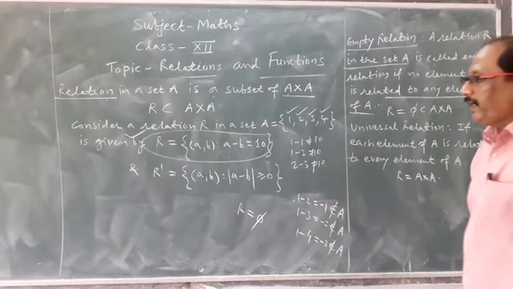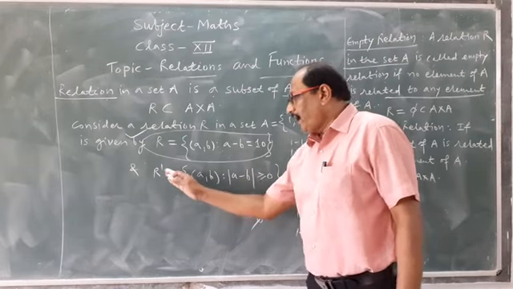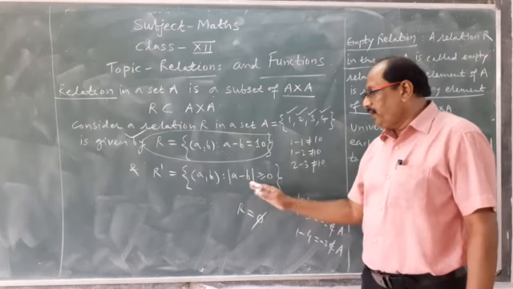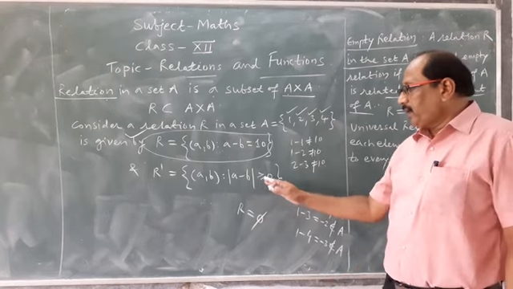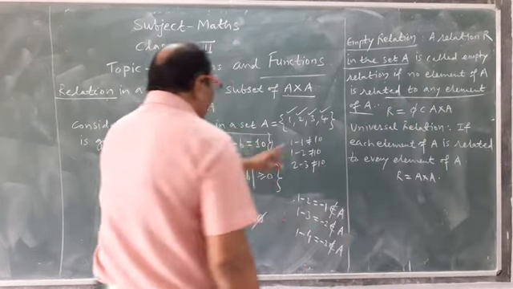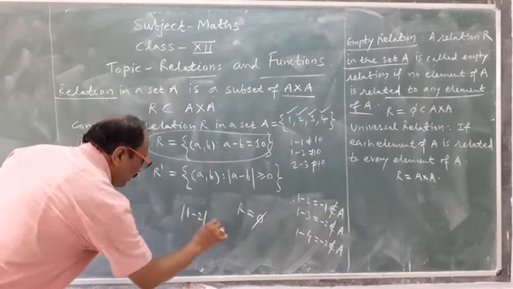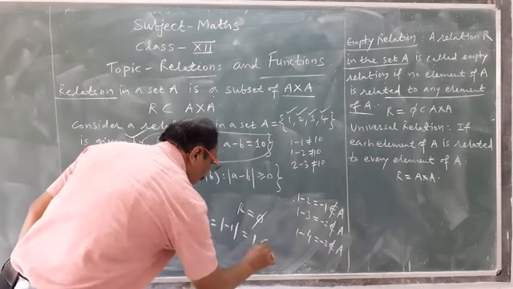For the second example, suppose we define a relation R dash as the ordered pairs (a, b) such that the modulus of a minus b is greater than or equal to 0. What does the modulus of a minus b mean? The modulus of 1 minus 2 is the modulus of minus 1, that is 1. Yes, 1 belongs to A.